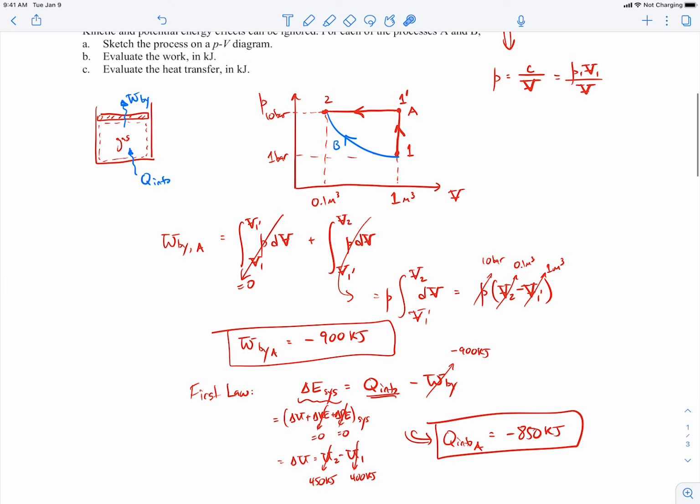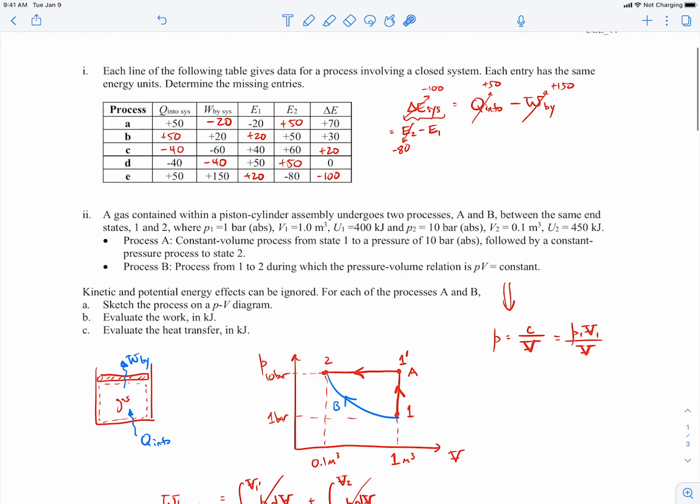Okay, I think we've covered everything we need for this particular example, so we're going to end it there.